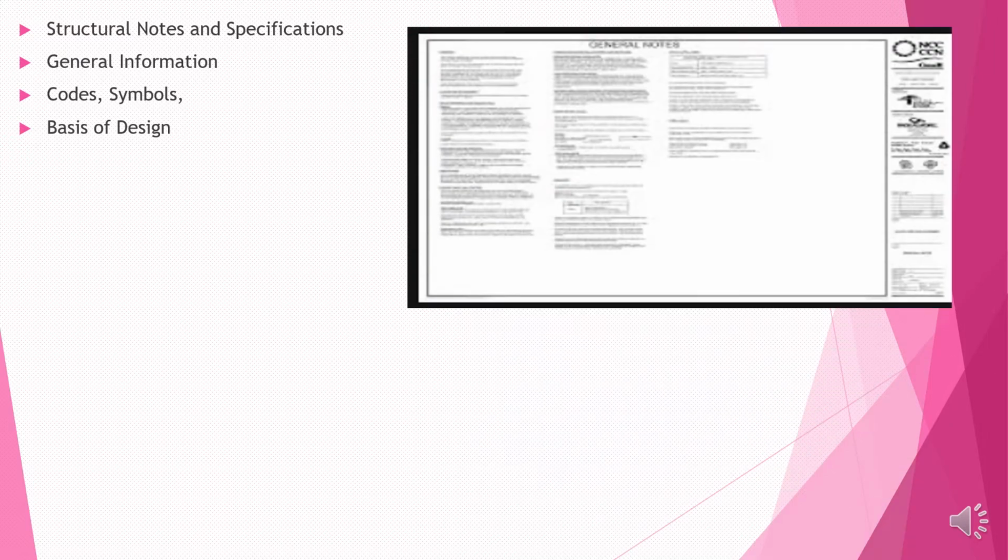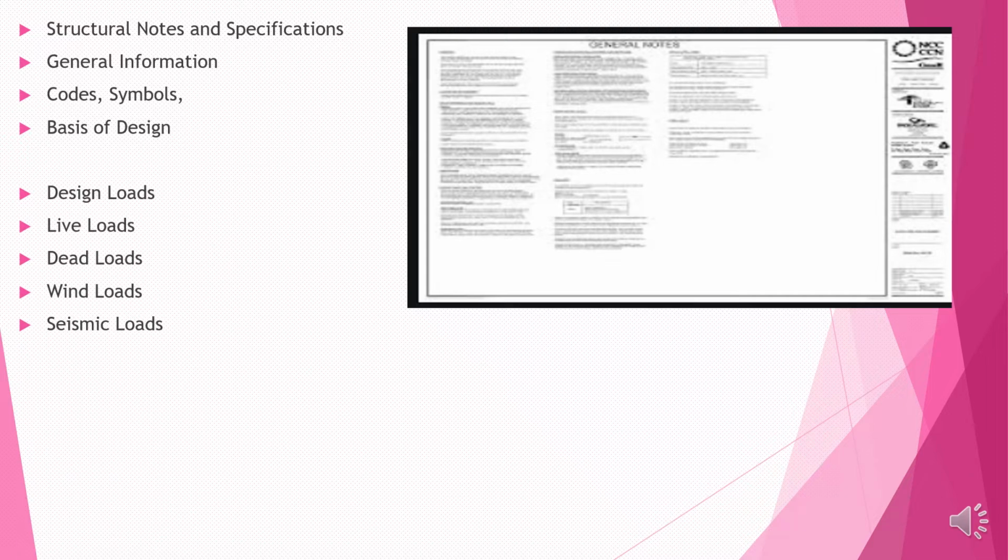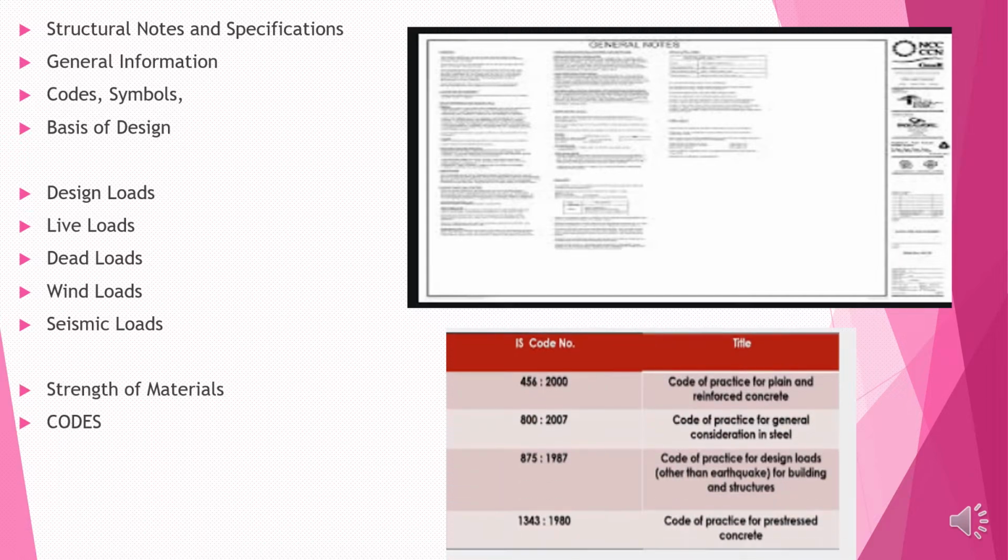General information, codes and symbols, basics of the designs. See here the general notes, which inform all the codes: what the reinforcement is, whether Fe 415, Fe 500, etc. What is the grade of the concrete: M20, M30, M40, etc. Whether it is a cantilever beam or a one-way slab, two-way slab, etc., will be mentioned in the general notes. We will have all the design loads and the strength of the materials mentioned, and the codes as well.